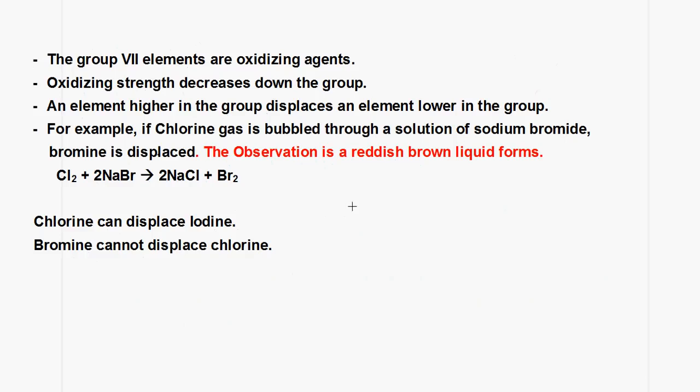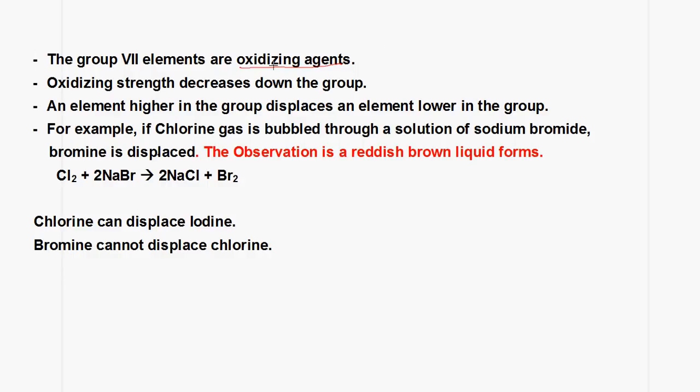Now group 7 elements are oxidizing agents. Right? The oxidizing strength decreases as you go down the group. Now, when something behaves as an oxidizing agent, it is itself reduced. Right? Now, oxidation is the loss of electrons.